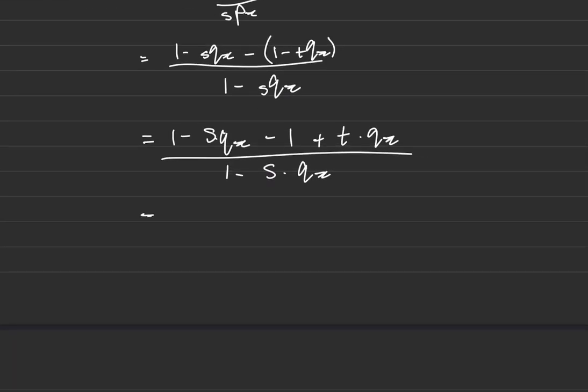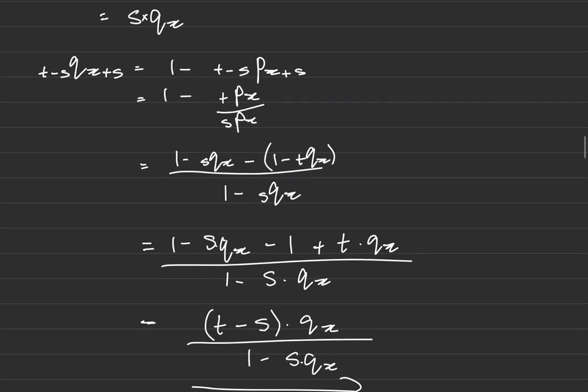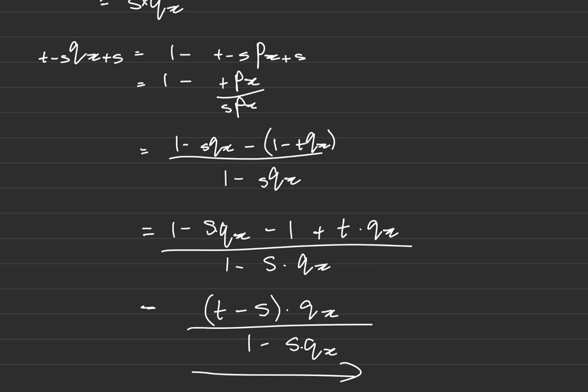Okay, so then the 1's cancel, and then I'm left with t times by qx minus s times by qx divided by 1 minus s times by qx. Now I can take the qx's out as a common factor here, and I get t minus s times by qx. Okay, so this is why uniform distribution of deaths is helpful, because now I can calculate this with values that I actually have from the life table. If I assume uniform distribution of deaths, I can go through this process. Okay. Now, let's talk about a constant force of mortality.